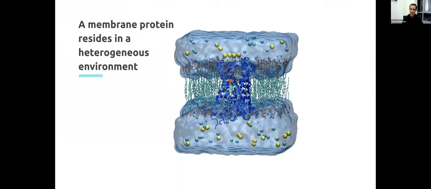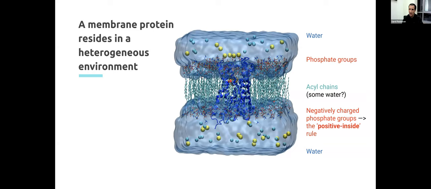Membrane proteins live in a much more complex and interesting environment than soluble proteins. Of course, they are also surrounded by water, and in the water region, membrane proteins are no different from soluble proteins. But they are also surrounded by lipid chains, which may also be hydrated to some extent. This is not widely understood, but it could be. In this region, they would be much more hydrophobic. And there are also the polar phosphate groups, which are negatively charged in the inner membrane leaflet, which leads to what's known as the positive inside rule, where membrane proteins cluster lots of arginines and lysines to counteract the negative charge on the phosphate head groups.